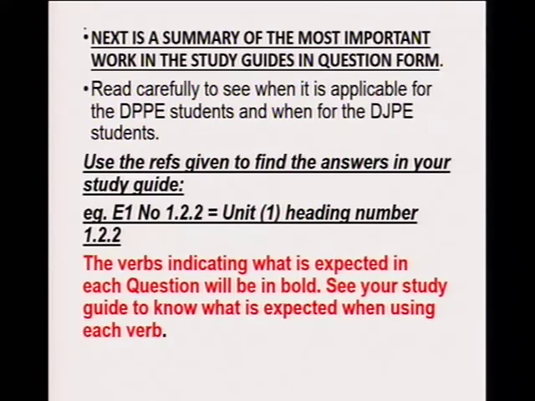Next is a summary of the most important work in the study guides in question form. Read carefully to see when it's applicable for DPPE students and when it is for the DJPE students. Use the rest that I give to find the answers in your study guide. For example, if I say E1 NO122, then it means Unit 1, heading number 1.2.2.